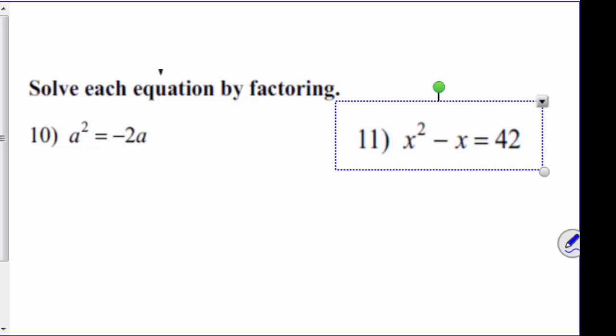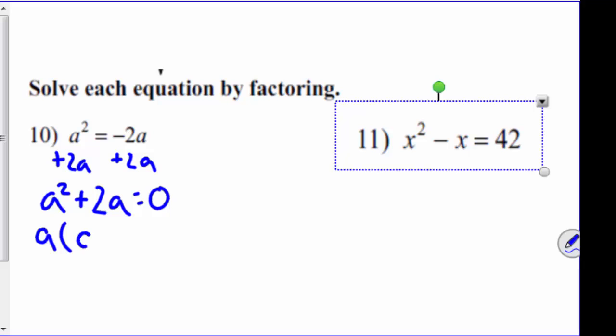Alright, so factoring. So remember, when we factor, we want to get it equal to 0 every time. So with this one, we'd have a squared plus 2a. We look for our greatest common factor here. They both share an a, so we are going to factor an a out. And we would have a times the quantity a plus 2.